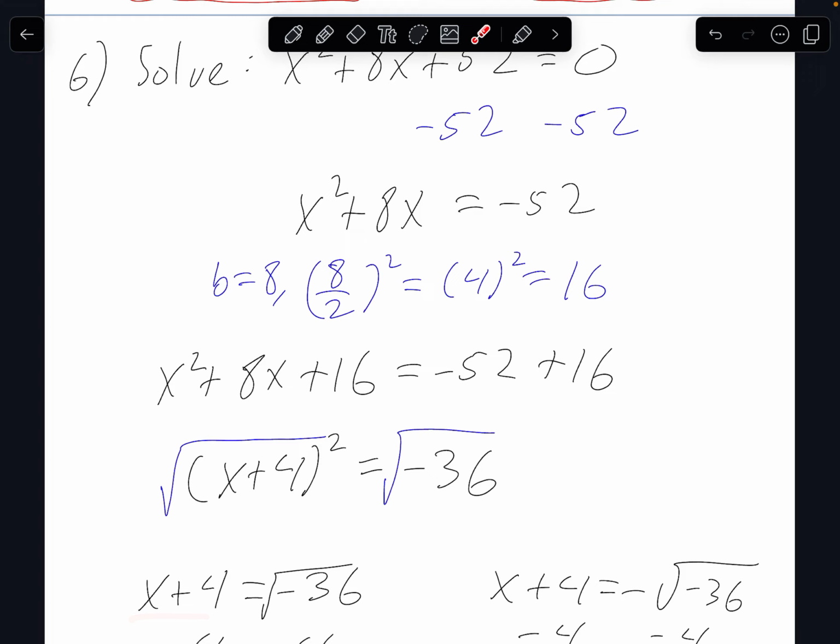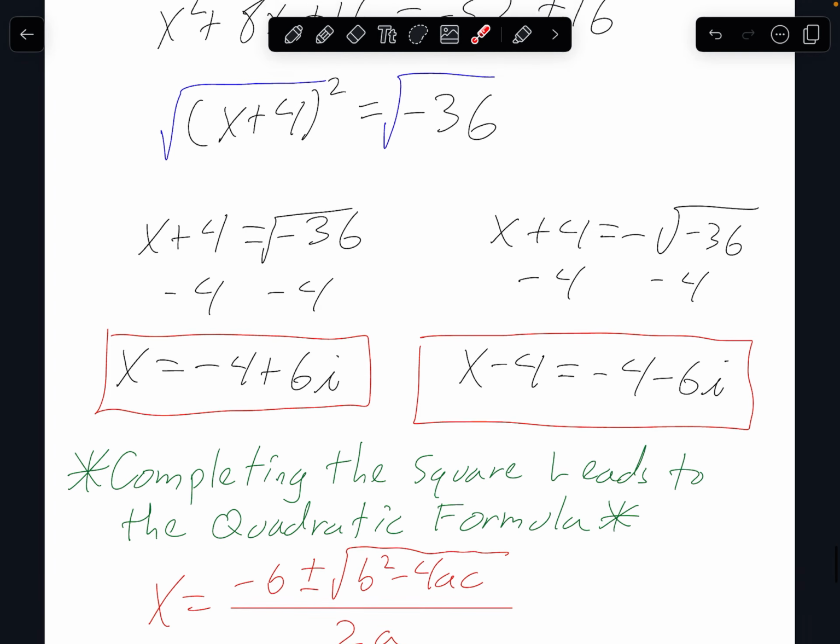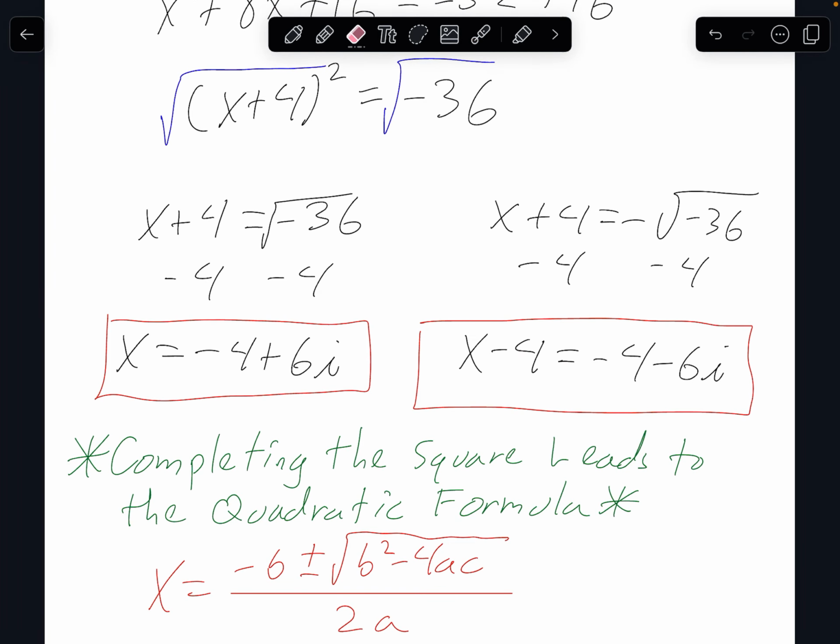X plus 4 is equal to the square root of negative 36. X plus 4 is equal to negative the square root of negative 36. The square root of negative 36, as we studied with complex numbers, is equal to 6i. So our answers are negative 4 plus 6i, negative 4 minus 6i. This one should be x equals.